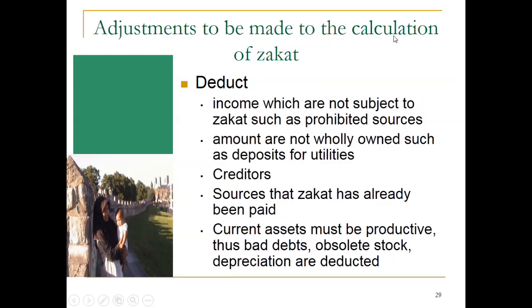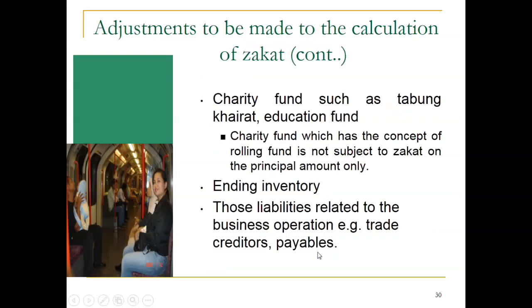All right, so the adjustment to be made to the calculation of zakat is to deduct income which is not subject to zakat, such as from prohibited sources. For example, if you gain interest from commercial banking, then you have to deduct that interest amount, and also amounts which are not wholly owned, such as deposit for utilities. So when you put on deposit for your utilities, that can be deducted. Your creditors, sources on which zakat has already been paid, and then current asset must be productive, thus bad debts, obsolete stocks, and depreciation are deducted.